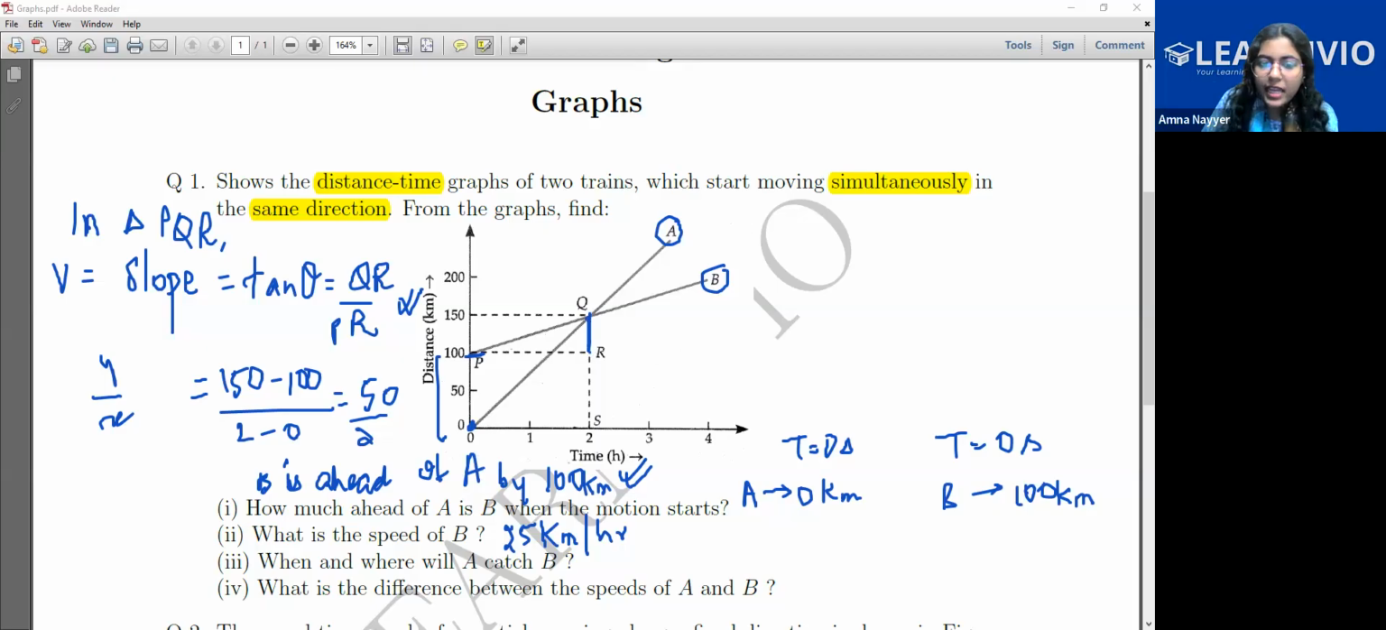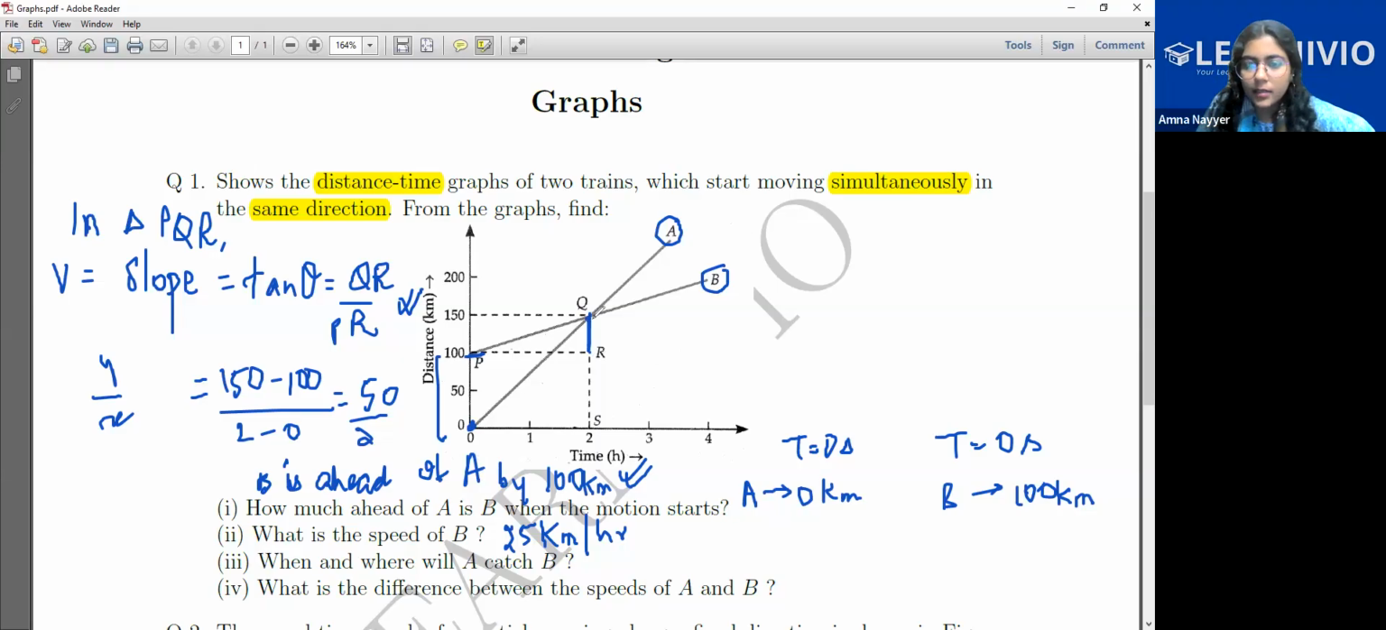Now, when and where will A catch B? So see, in the two lines of A and B, where are they both intersecting each other? At 150. At what point? 150 and 2 seconds, 150 kilometers. Q point, no.